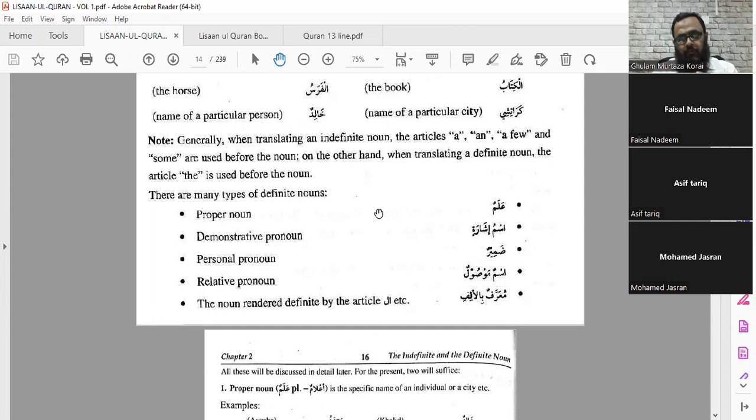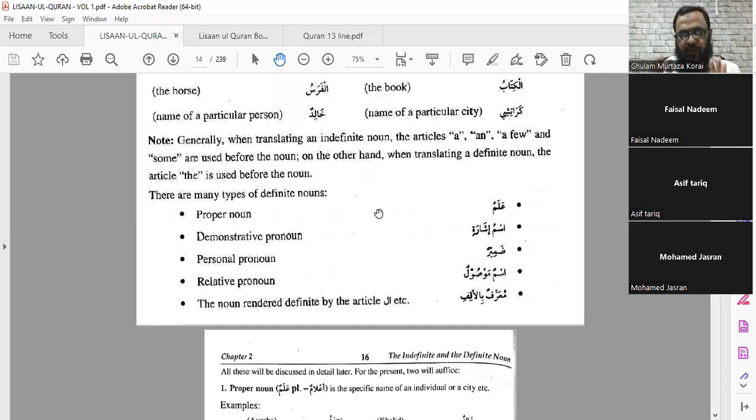Zamair or zamirun, that is pronouns: huwa, huma, hum, hiya, huma, hunna, anta, antuma, antum, anti, antuma, antunna, ana, nahnu. We'll discuss them in detail. Then ismul mosul, like alladhi, alladhani, alladhina. This is an example of ismul mosul. We'll discuss that later. For now, just remember that these are the types of al-ma'rifah. Simple as this.